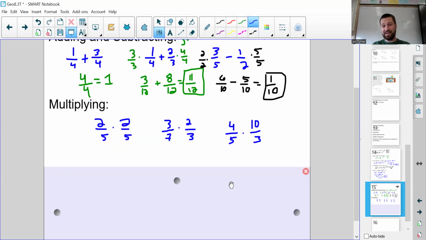Multiplying. Now, multiplying is nice, okay? The nice thing about multiplying is they don't need the same denominator. We can just multiply the top, multiply the bottom. Multiply top and bottom.